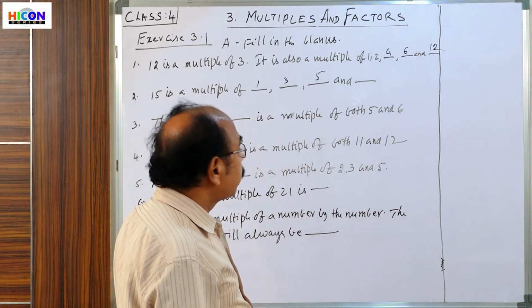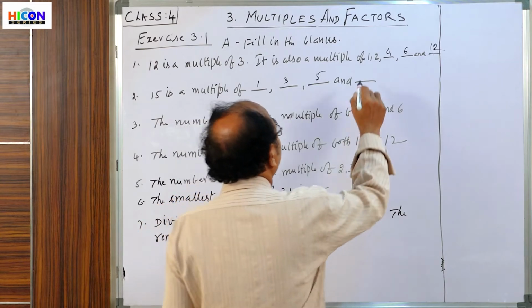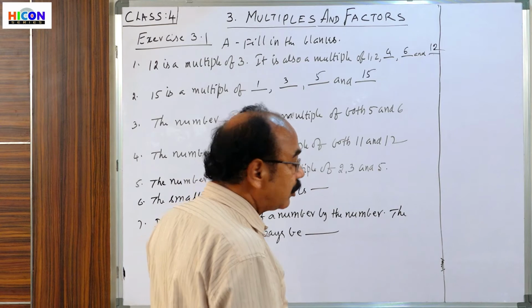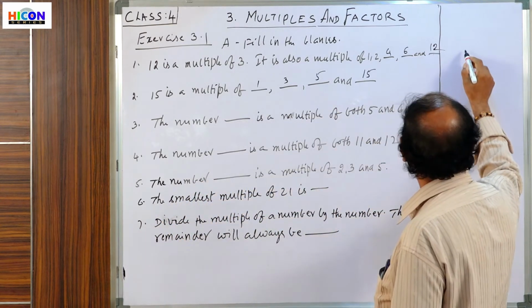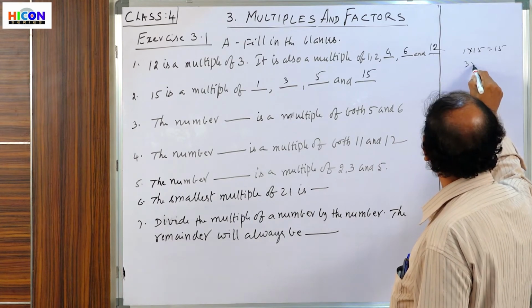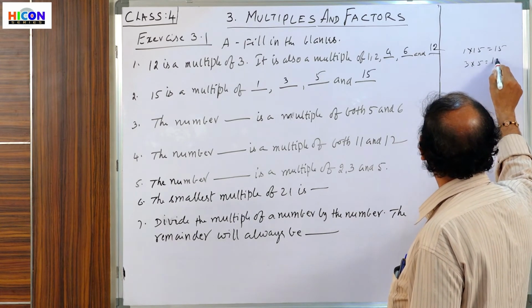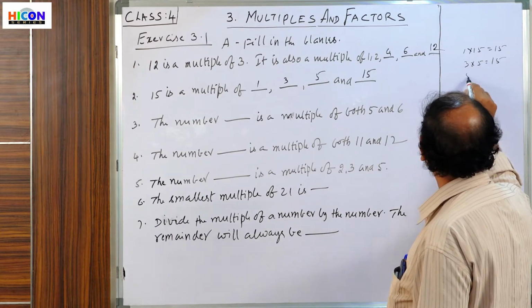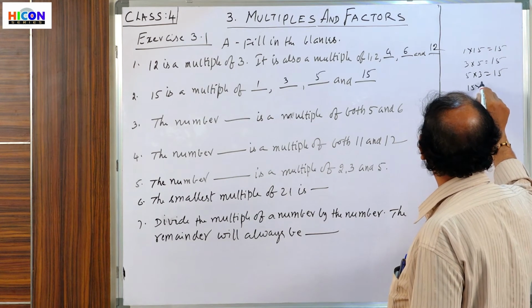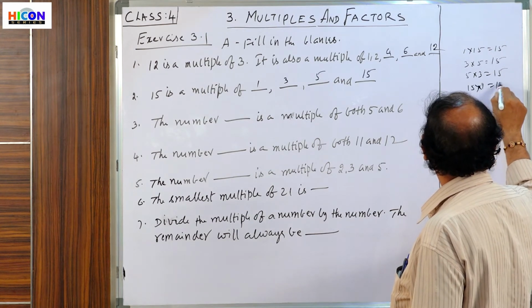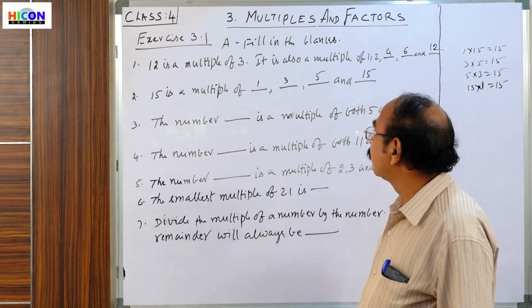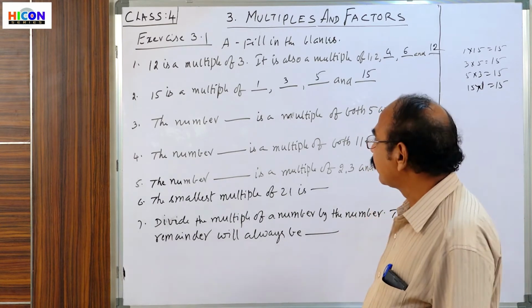And 15 is a multiple of 15. 15 ones are 15. 3 5s are 15, in the 5 table, 5 3s are 15. So here, 15 is a multiple of 1, 3, 5 and 15.